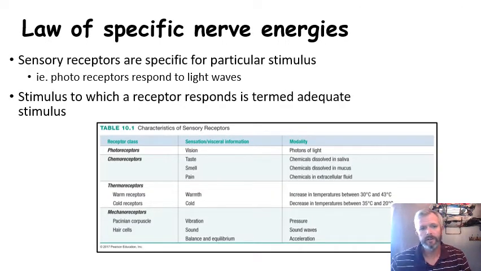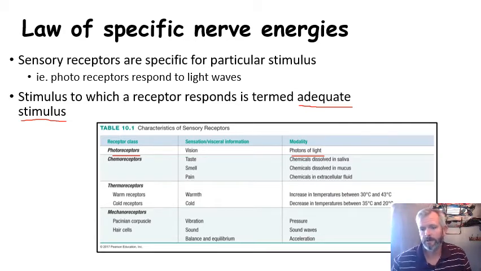So our receptors are very specific for certain stimuli. The stimulus to which they are most responsive is called the adequate stimulus. Say for a photoreceptor, that can be photons of light. So it'd be very, very sensitive to photo energy. That would be its adequate stimulus, what it responds to most. Some of these receptors can respond to other modalities, but typically that other modality would have to be a very, very strong stimulus.